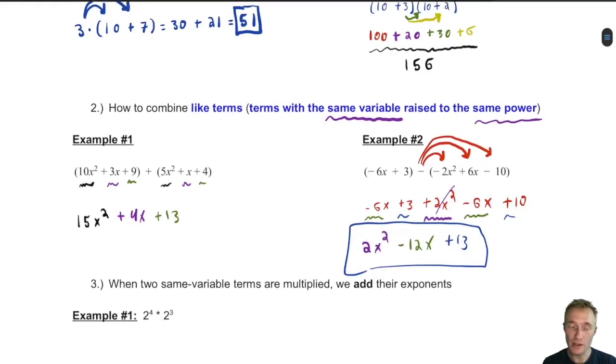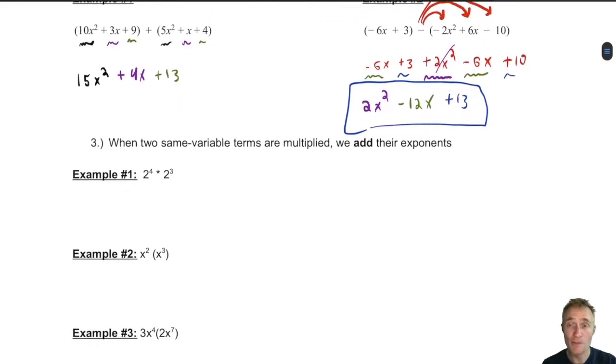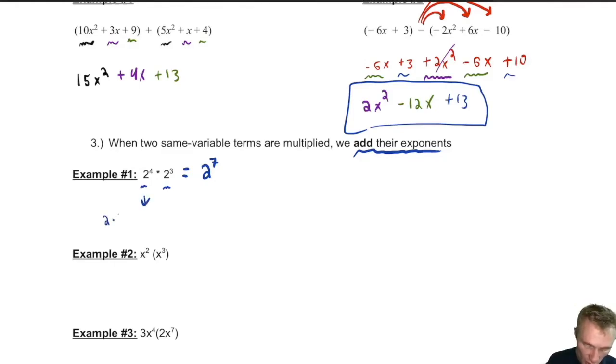And finally, the last prerequisite piece of information is that when we have 2 terms of the same base or variable, like this is a 2 and this is a 2, and we have 2 to the 4th times 2 to the 3rd, the secret here, the exponent rule, is that you add these exponents. You add the exponents when you multiply terms. The reason why this works, if you imagine splitting this up, this is 2 times 2 times 2 times 2.